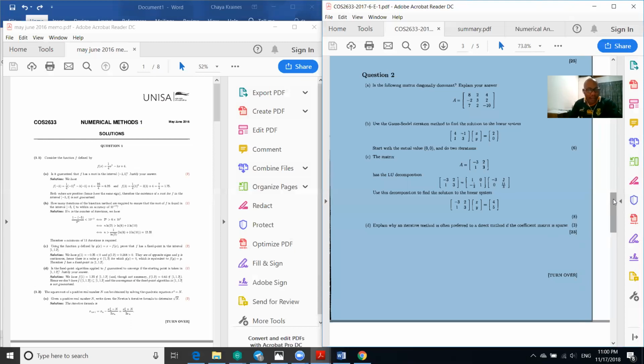Where'd you get it from? Let's see. Let's look at C. What I did, I was supposed to use a 4 and a 5. Can't you do it together then? What I used was the previous one of COS2633. Oh, ouch. Yes.